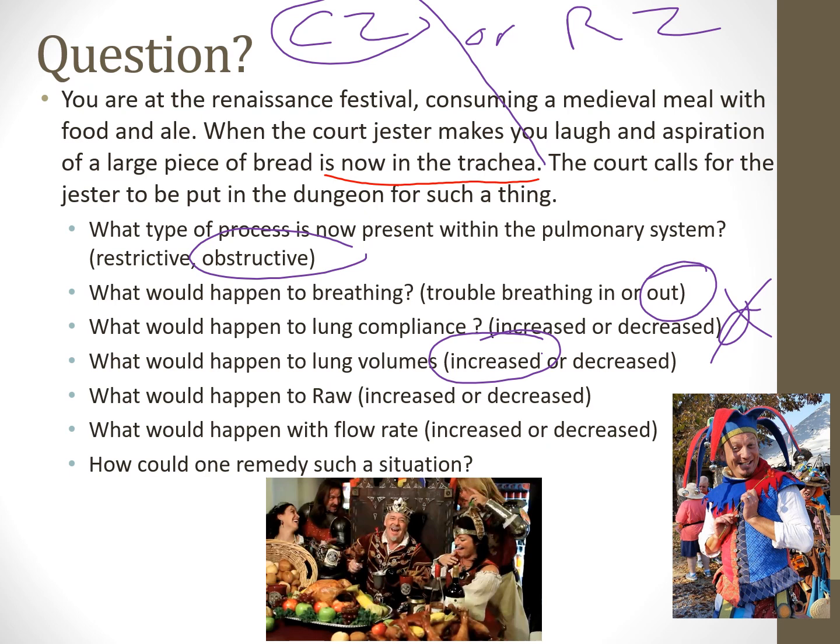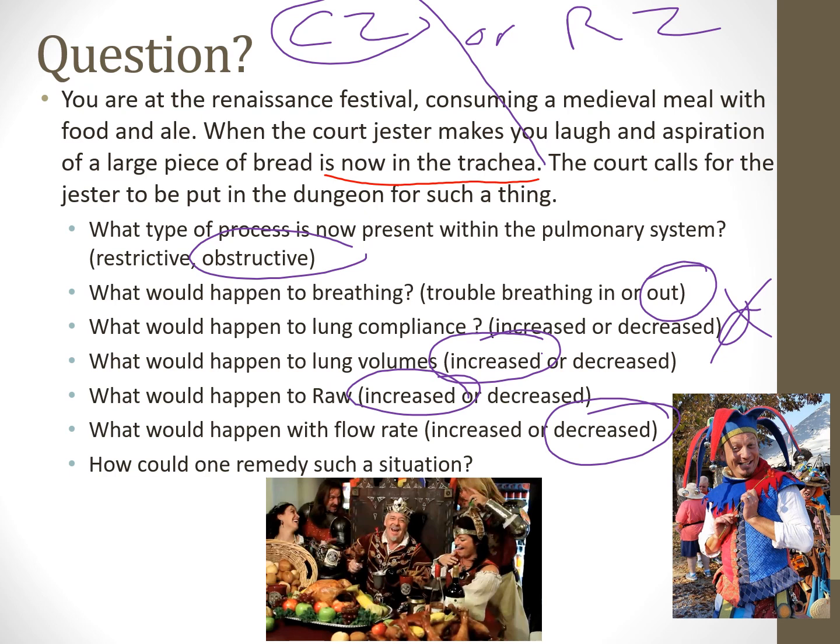What would happen to airway resistance? Well, airway resistance, of course, would be increased because there's something blocking part of the trachea. What would happen to the flow rate, or how fast gas can go in and out of their lungs, if something's blocking it? If we kink a garden hose, what happens to the amount of water coming out the end of it? Well, the flow of water will decrease. So if we were to do a pulmonary function test on this guy that's choking, we would see that he had a decreased flow rate.